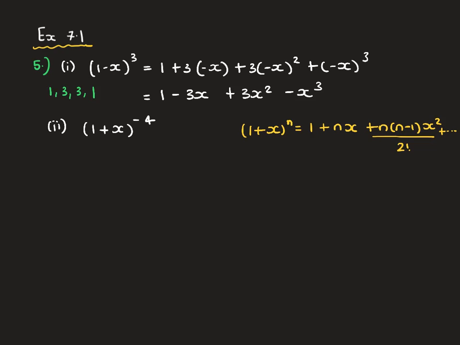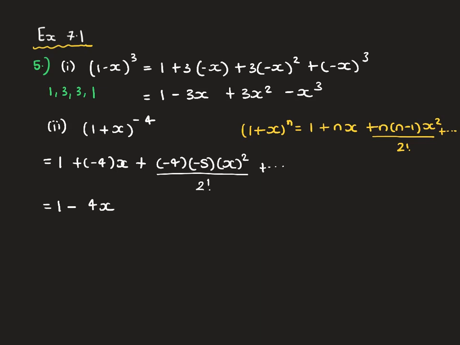So here we go. So this is going to give me 1 plus negative 4 multiplied by x plus negative 4 multiplied by negative 5 multiplied by x squared all over 2 factorial. And this simplifies to give me 1 minus 4x plus 10x squared for the first 3 terms.